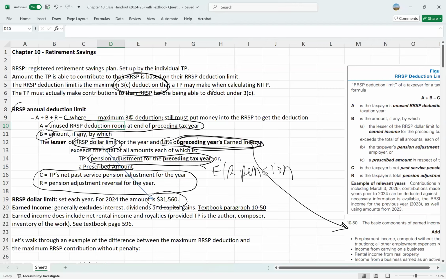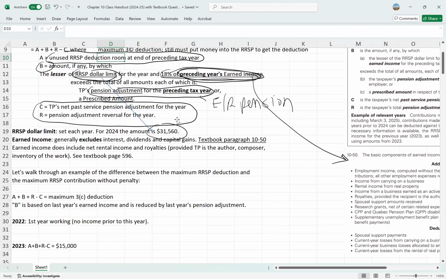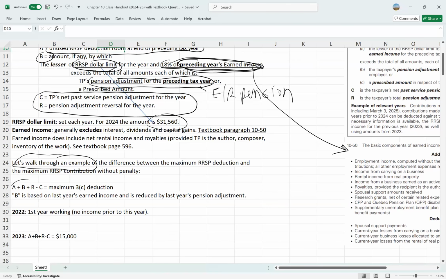So what I want to do then is walk through a simple example before we get into the details of what is included in earned income and so forth. The reason I want to work through this simple example is because there are so many different terms that come up as it relates to RRSPs. So we have this formula, A plus B plus R minus C. And once again, we're not going to worry so much about the R and C. I'll explain what those are later.